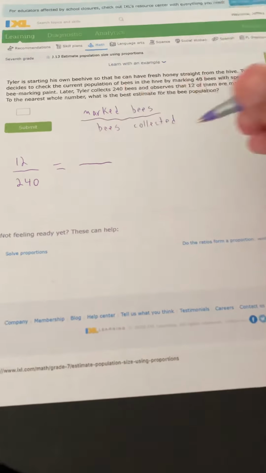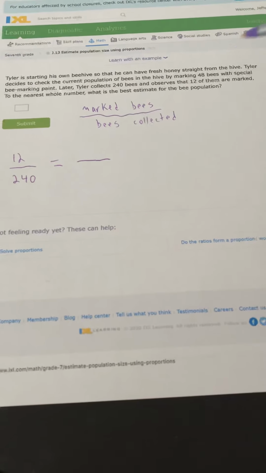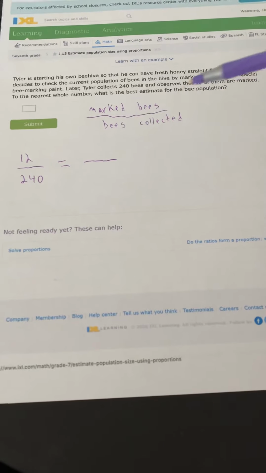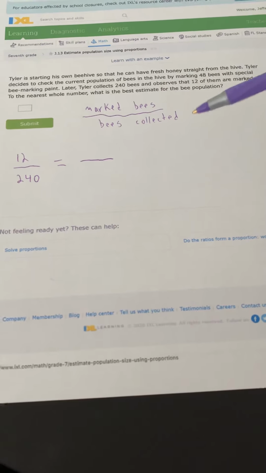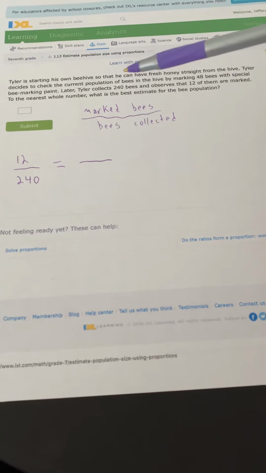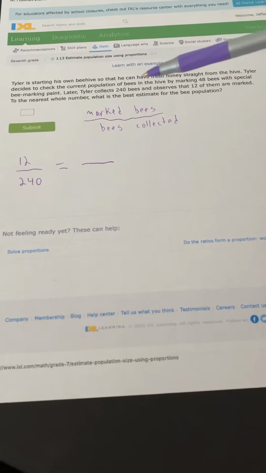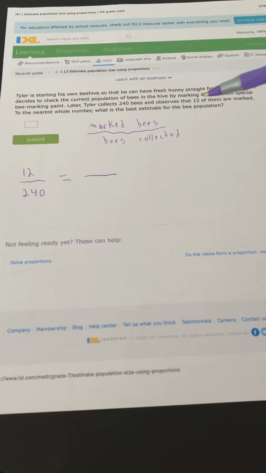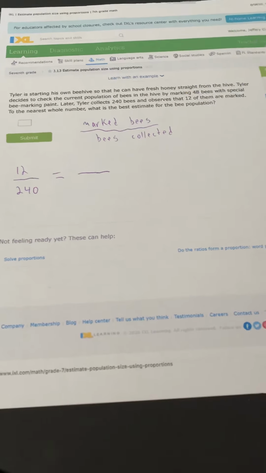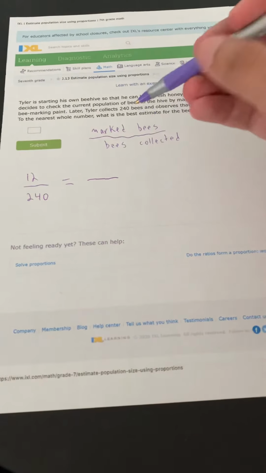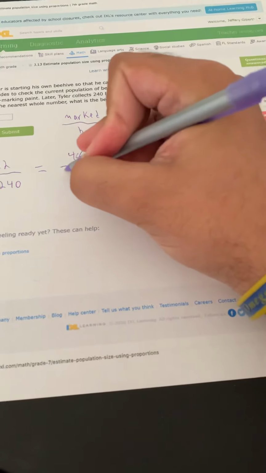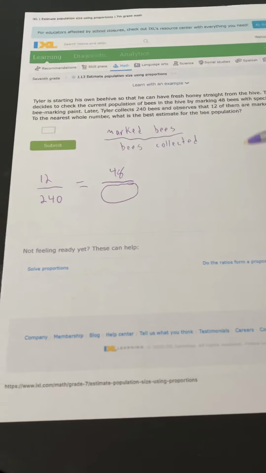Then in our next fraction, we have this number 48. So we got to determine, is that 48 the marked bees or is that 48 the bees collected? So let's see. Decide to check the current population of bees in the hive by marking 48 bees. So that means that this 48 is the ones that are marked. So since marked bee goes on top, we put 48 on top, and we're trying to solve for this down here.